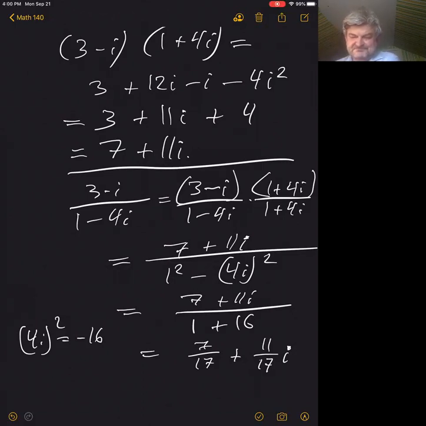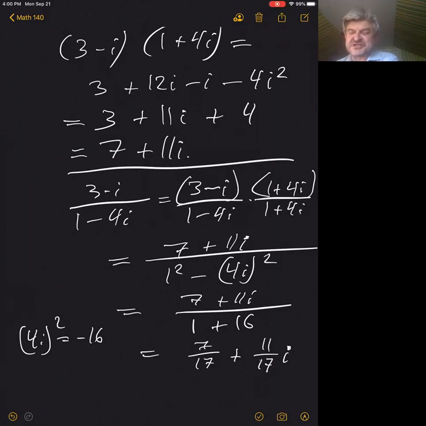So that's good. It's just the same arithmetic with the one extra bit that i squared is negative 1. Whenever you see i squared, put a negative 1, and you're back home in the known bigger set of numbers.